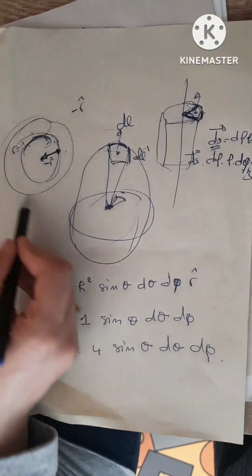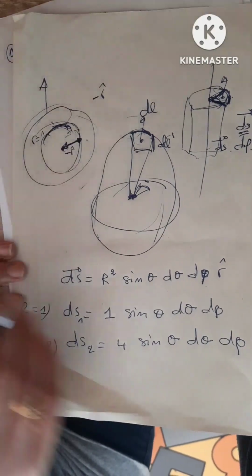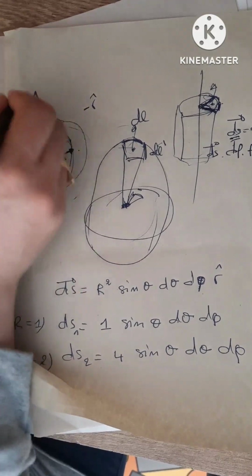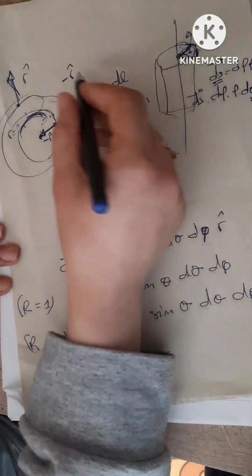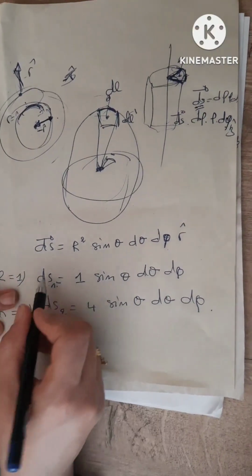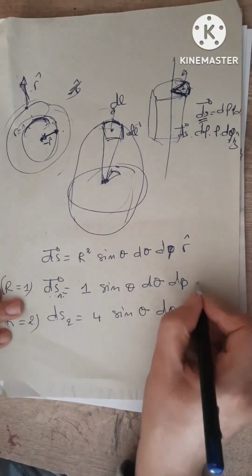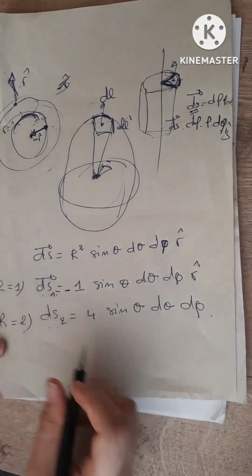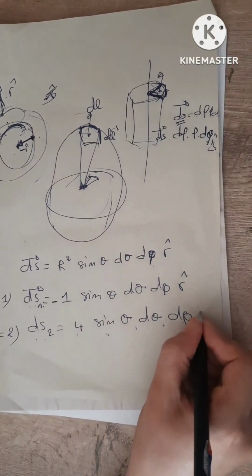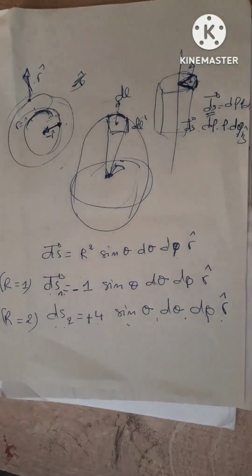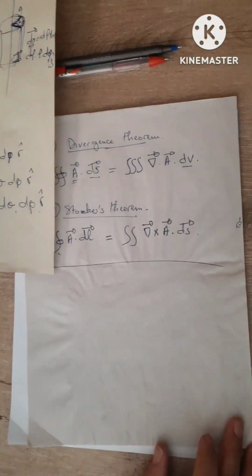What about the second one? For the second one, r goes from the origin to the outside, so the positive direction of r. So for dS1, when r equals 1, we have this value times r with the minus. For the second, dS2 is 4 sine theta d theta d phi in the positive direction of r. So in this exercise, defining our dS is very, very easy.